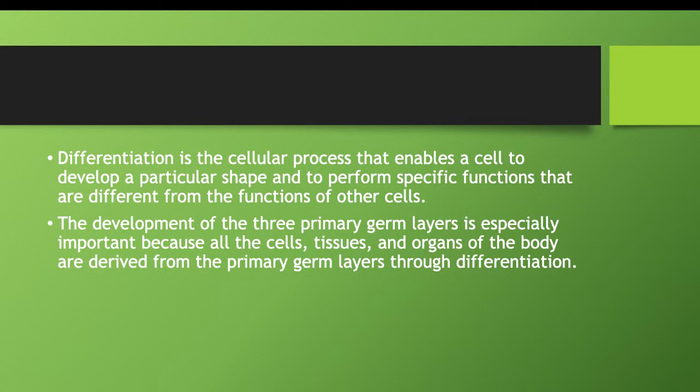Differentiation is the cellular process that enables the cell to develop a particular shape and to perform specific functions that are different from the functions of other cells. The development of the 3 primary germ layers is especially important because all the cells, tissues, and organs of the body are derived from the 3 primary germ layers throughout differentiation. So they need to develop and create different things so that they can create all of the parts of our body, the cells, the tissues, the organs that make up our body.